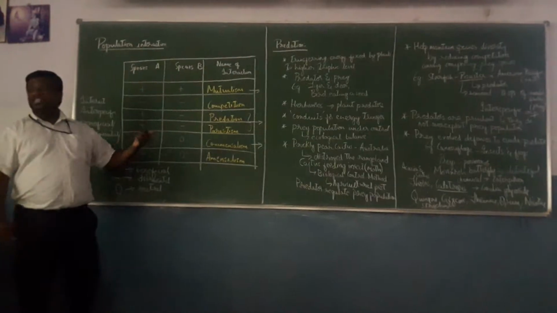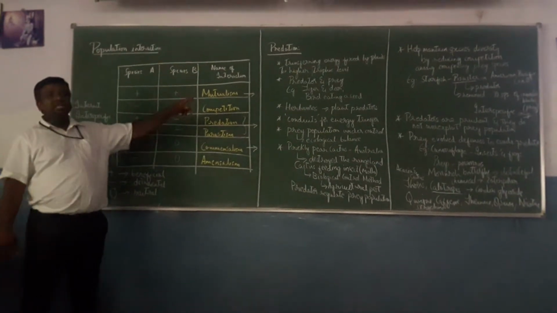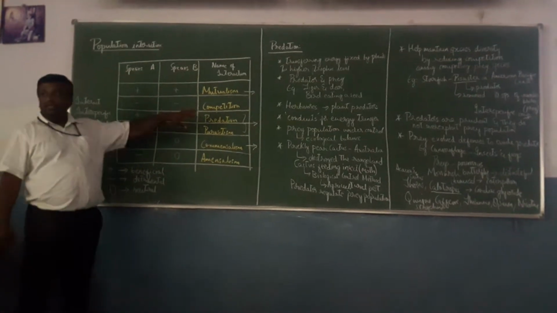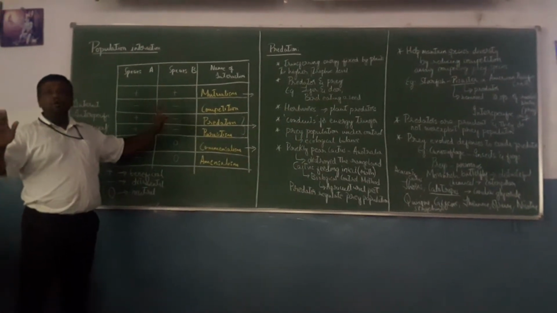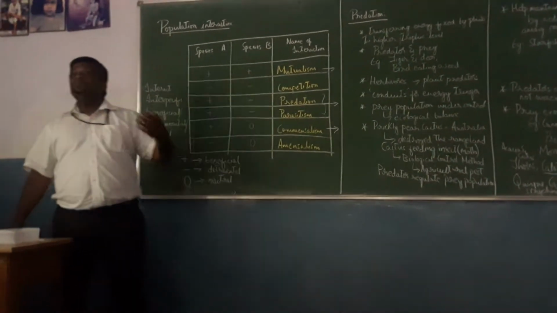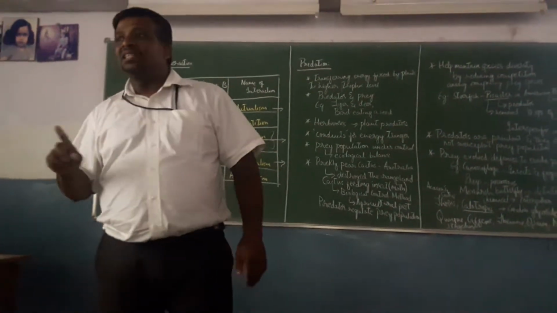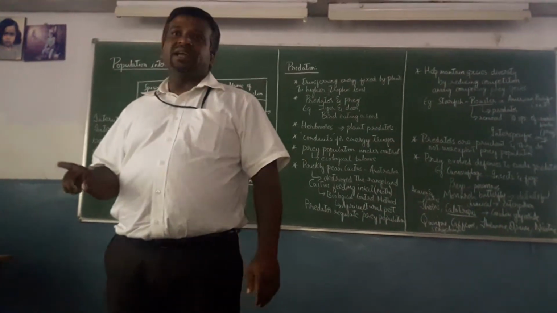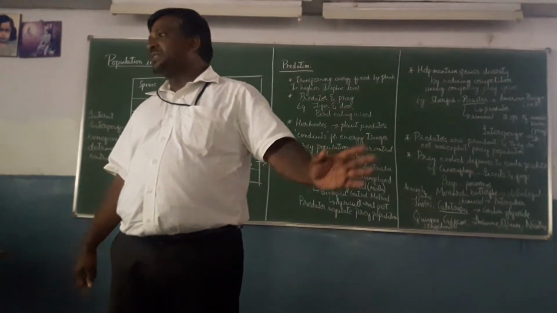Then there is competition that exists. It harms both the species. Mutualism benefits both the species. Competition is going to be detrimental or harmful for both the species. Then in predation and parasitism, one species is benefited and the other species is affected. In case of predation, the prey completely disappears.